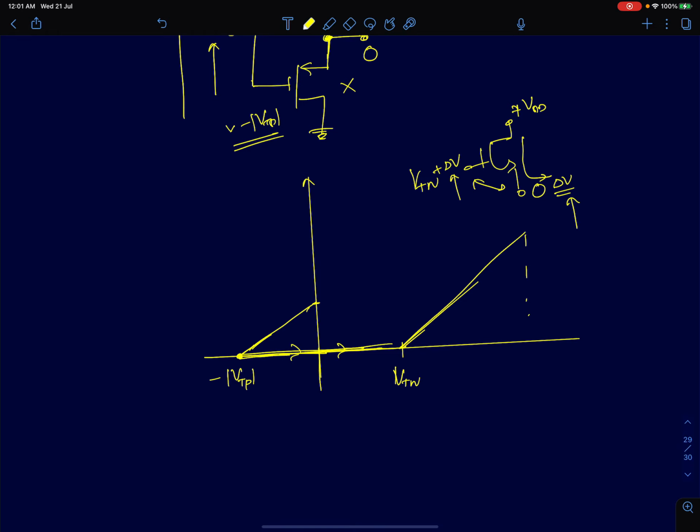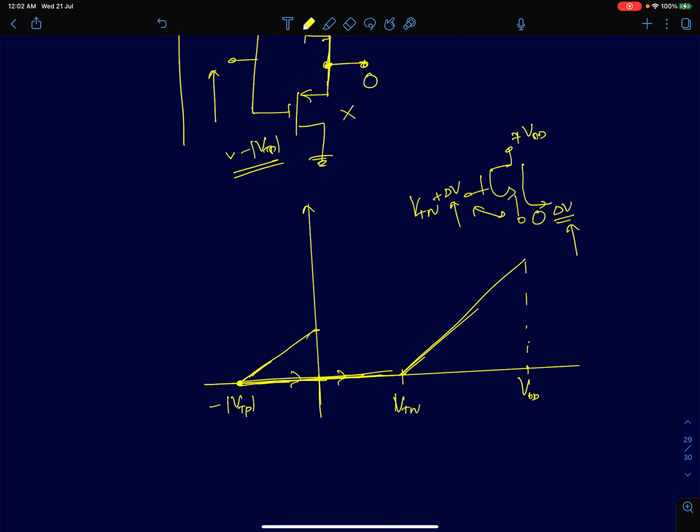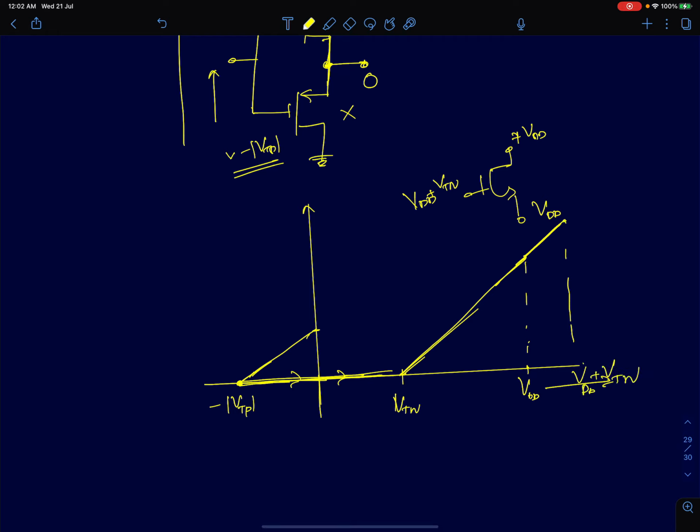At V in equal to VDD, you are going to reach a voltage of VDD minus VT. So that's what we did already. So this was going to VDD minus VTN. But I am going to increase input further. I am going to increase your input to say VDD plus VTN. At that point, your output node voltage can go as high as VDD. So it can go as high as VDD itself.